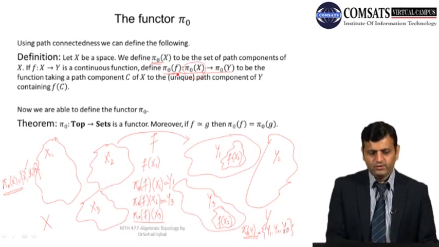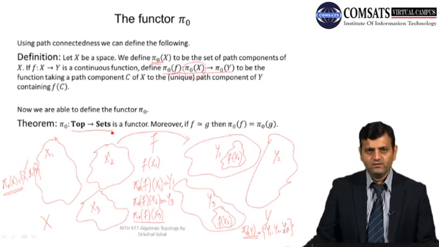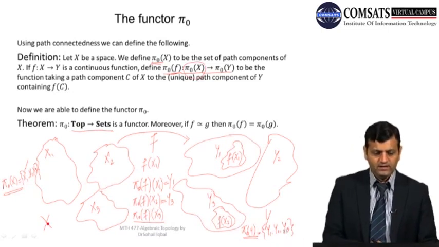So using these observations, now we are able to define the following functor pi naught. It's a functor from Top, the category of topological spaces, to the category of sets. In the category of topological spaces, what are the objects? Objects are topological spaces. Morphisms are basically continuous functions, and composition is the usual composition. In the category of sets, what are the objects? Objects are the sets. So we can see that if X is any topological space, then pi naught of X is just a set.